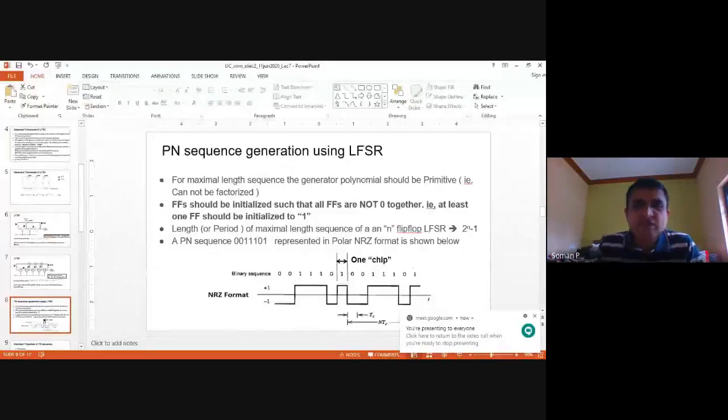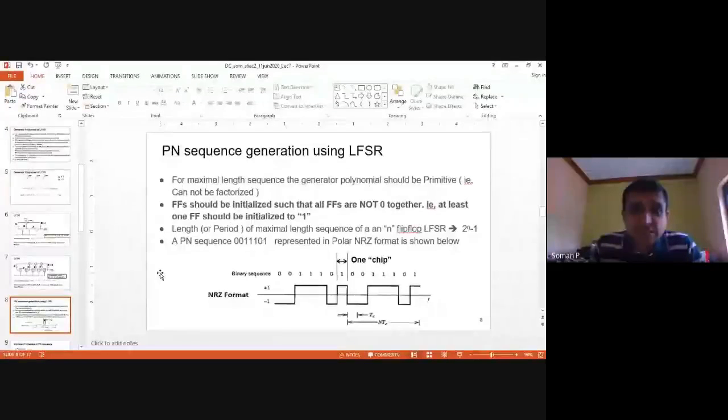As I mentioned previously, for a maximal length sequence, a PN sequence, the generator polynomial should be primitive. The proof of that is not required here. It is beyond the scope of this lecture, and it is complicated maths in the Galois field theory.